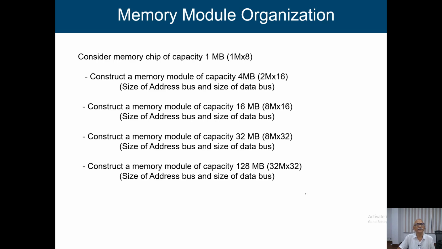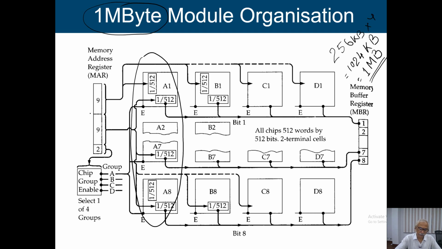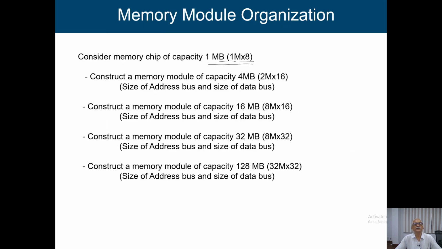Now it says that consider a memory chip of capacity 1 megabyte. That means we have 1 mega memory locations, and in every memory location we can store 8 bits of information. That means you can think that this is the memory module or memory chip where I am having 1 megabyte memory capacity.